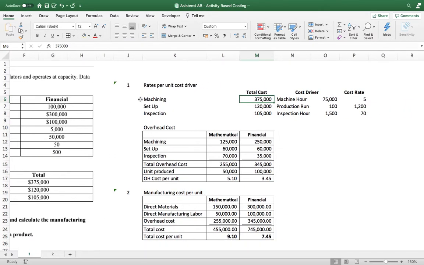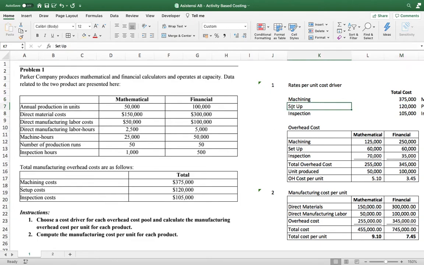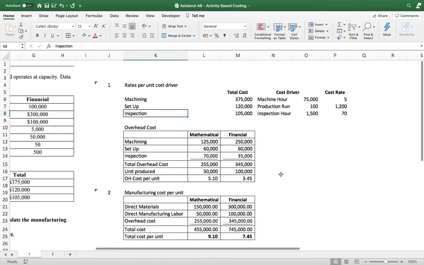The first one is for the machining cost with a total cost of 375,000. And we have to determine the most relevant cost driver for this one. If we look at the available data, of course, the most appropriate driver is the machine hours. And for the setup cost, the most appropriate driver is number of production runs. And for the inspection, the most appropriate driver is inspection hours. Given that information, we can calculate the rate for each overhead cost.